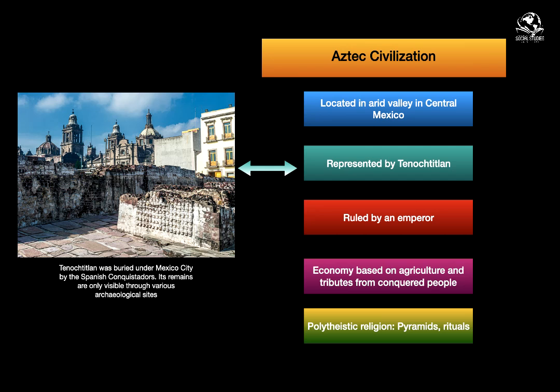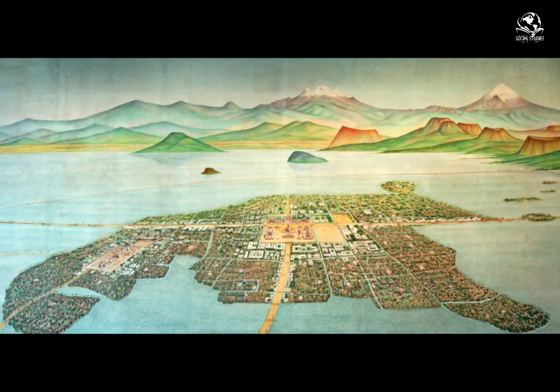But they're also ruled by an emperor. So the Aztecs were united under one ruler. They have an economy based on agriculture and tribute from conquered people. So tribute is where they go and conquer people and say, hey, if you don't do what we say, we're going to kill you, so we want money. It's kind of like the mafia today. But remember, tribute is demanding gifts from conquered people. Also, they have a polytheistic religion as well. Pyramids are very important, including ritual.